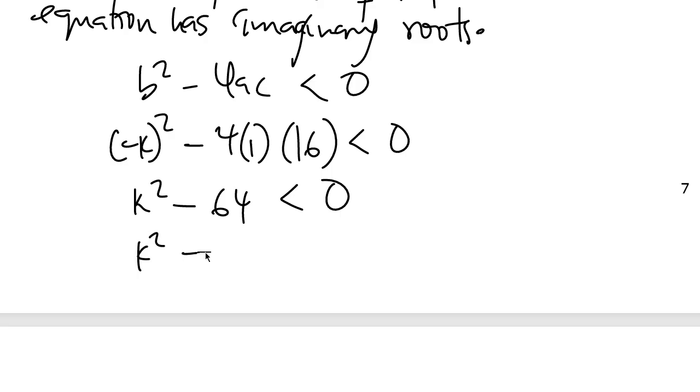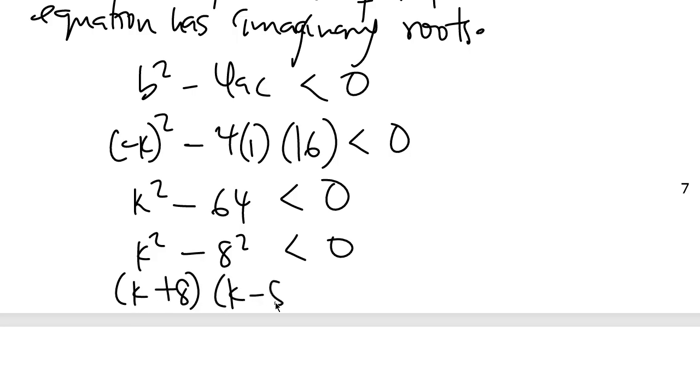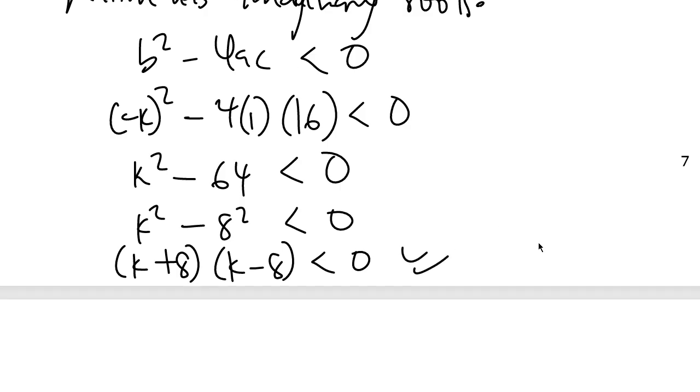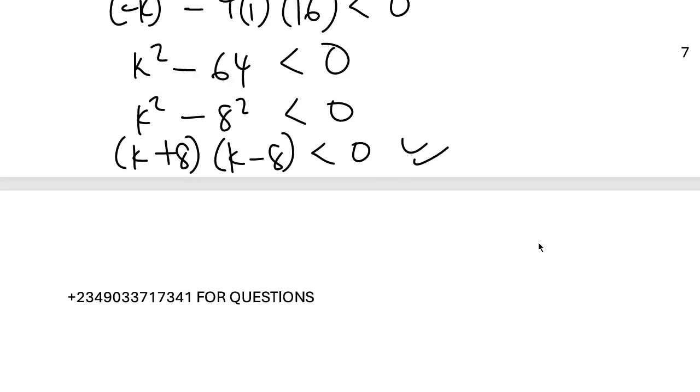And then you can find out that you can factor this using difference of two squares, because this is the same as k squared minus 8 squared, less than 0. So you can write it as k plus 8 into k minus 8, using difference of two squares, should be less than 0. So what do you do next? Equate each component to 0. That will be k plus 8 is equal to 0, k minus 8 equal to 0.